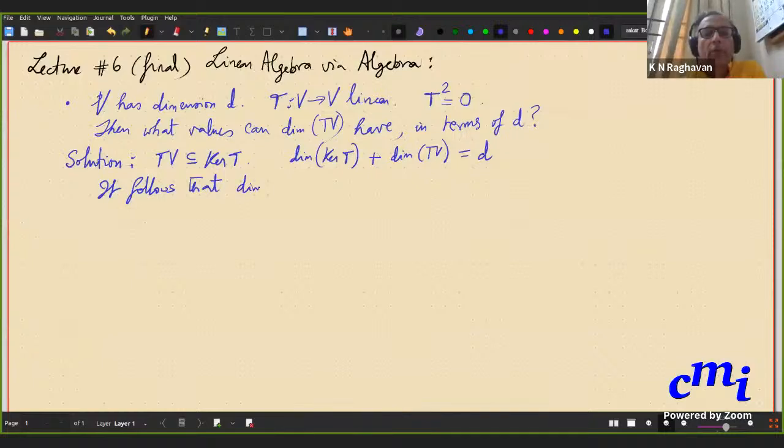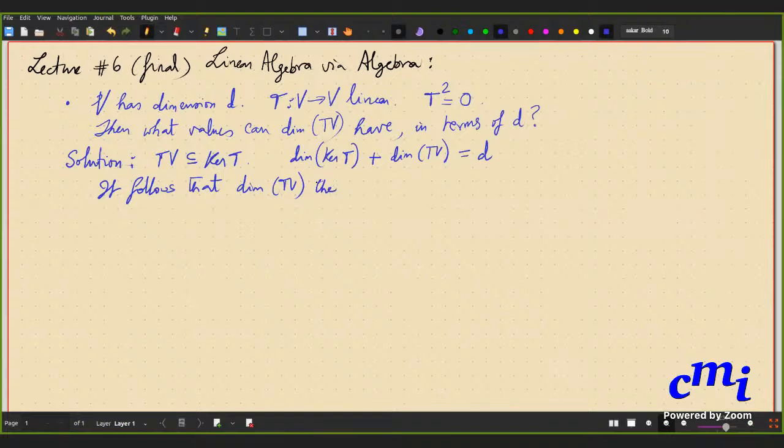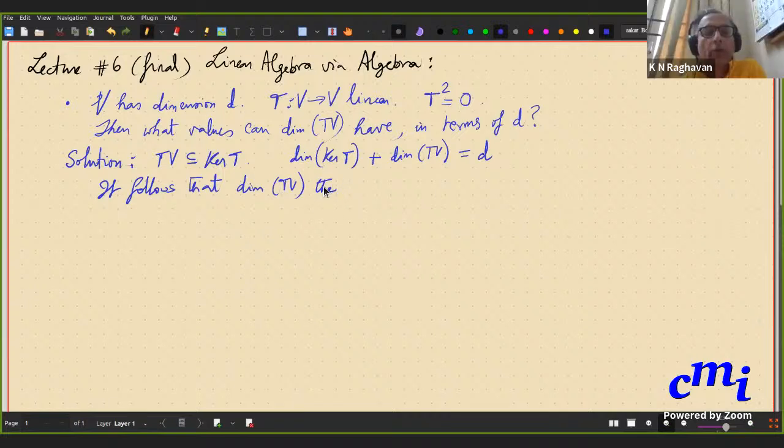the dimension of TV cannot exceed half of D, because if it exceeds half the dimension, this will be even more than that, or equal or more. So if this is more than half, this is also more than half, so the total adds up to more than D, which is a contradiction. Okay, it follows that the dimension is less than or equal to D by 2.